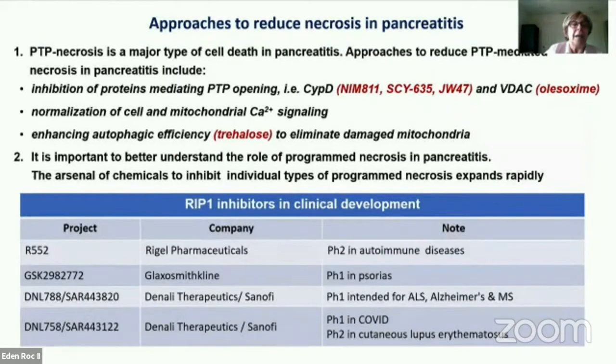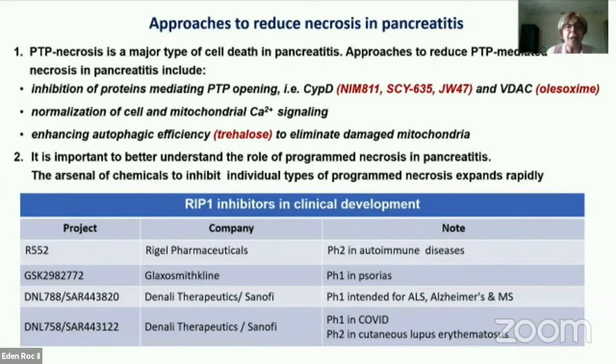In sum, current knowledge suggests that PTP necrosis is a major type of cell death in pancreatitis. Approaches to reduce PTP-mediated necrosis include inhibition of proteins mediating PTP opening, such as cyclophilin D and VDAC, normalization of cell and mitochondria calcium signaling, which I'm sure Robert Sutton will be talking about, and enhancing autophagic efficiency with trehalose to eliminate damaged mitochondria. It is important to better understand the role of programmed necrosis in pancreatitis.